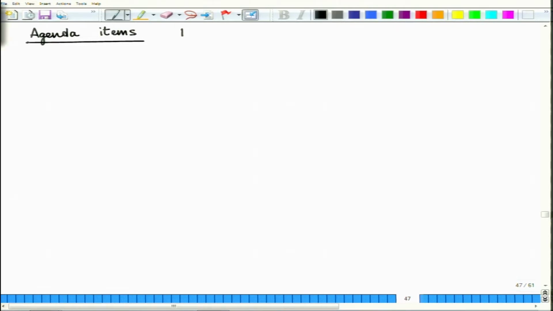So in this lecture we are going to learn about long run total cost curve, long run average cost curve and some related concepts.